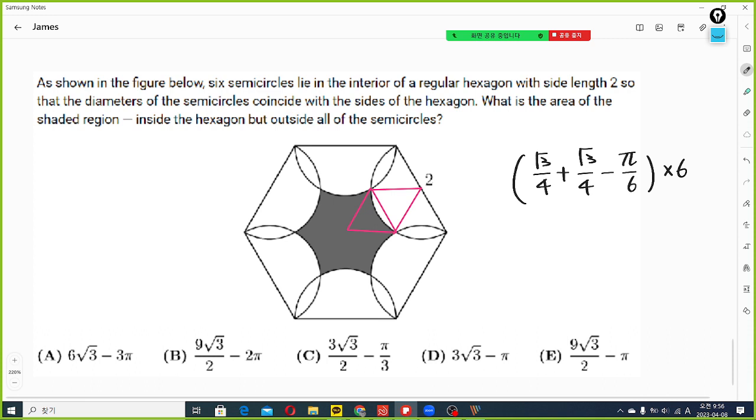So can you find the answer? Yes. D. Yep, D is the answer.